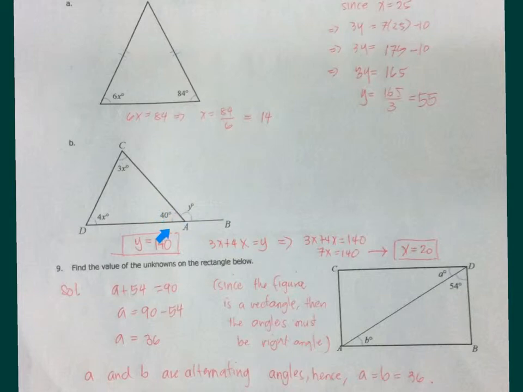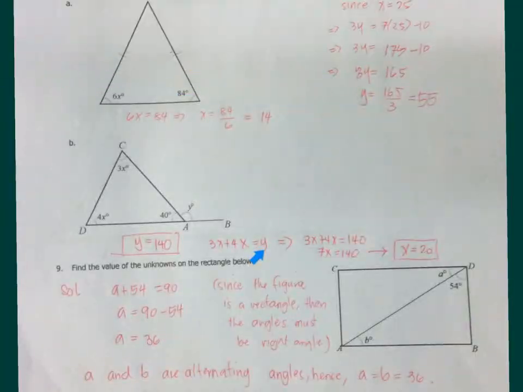So if you split this line into two angles and one is already 40, then the other angle must be 140, so that the sum of the two angles will be 180. So here we have 40, then y needs to be 140.